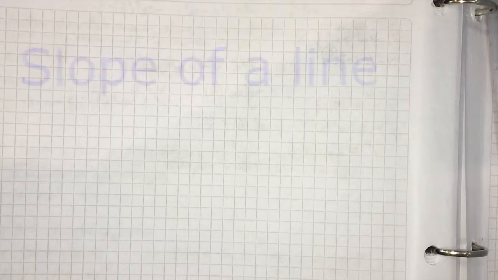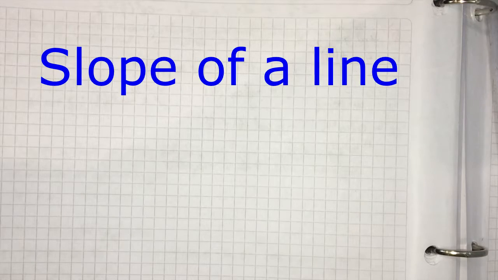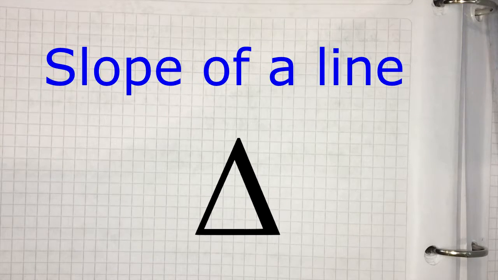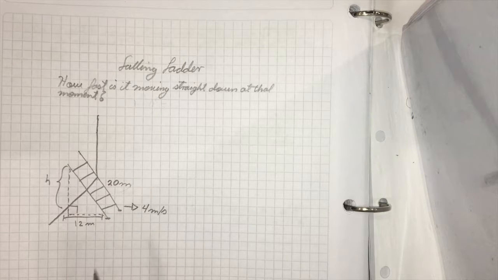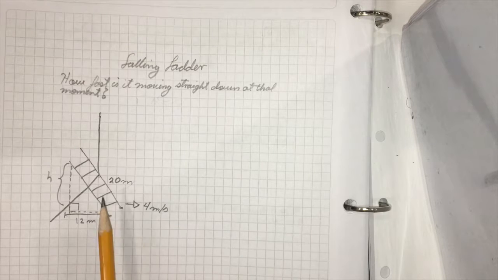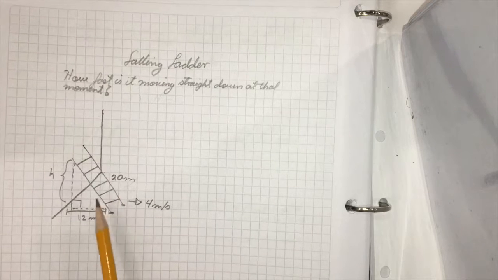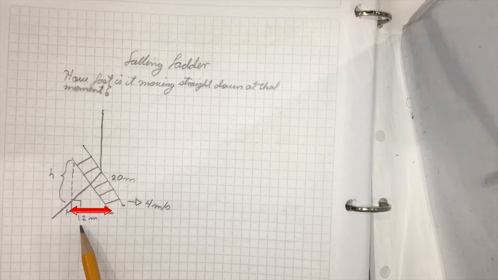Graphically, the rate of change is represented by the slope of a line, and it's often illustrated by the Greek letter delta. Okay, we have a falling ladder that is falling at a rate of 4 meters per second. The ladder is 20 meters long, and the distance between the wall and the base of the ladder is 12 meters.